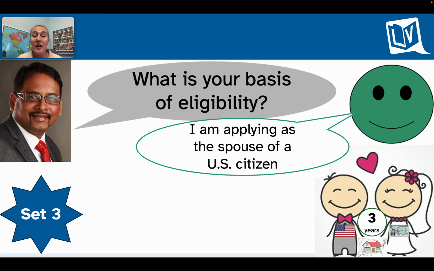So the first question where this will come up in your interview is if the officer asks, what is your basis of eligibility, or how are you eligible to apply? We looked at this in our Set 3 video. Your answer would be, I am applying as the spouse of a U.S. citizen. You've had your green card for 3 years, married for 3 years to a U.S. citizen, and living in the United States for 3 years.